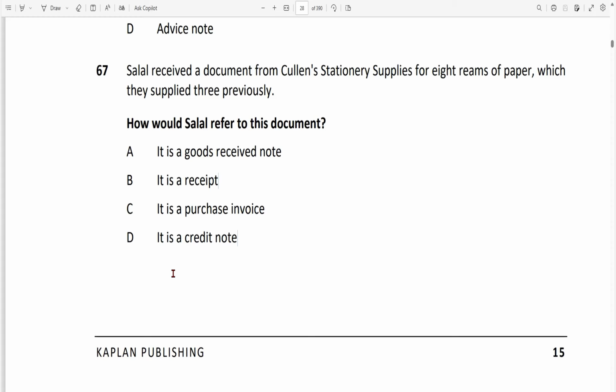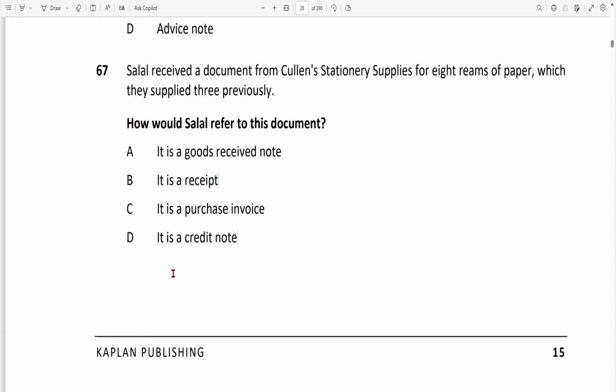Next, it is a purchase invoice. Basically, a purchase invoice is a document sent by the supplier, and in our case the supplier is Kulin Stationery, and the buyer is Salal. So a purchase invoice is a document sent by Kulin Stationery to Salal. Why? Because it details the goods supplied and the amount owed. Since Salal is receiving the document for the 8 reams of paper from Kulin Stationery, this fits the description of a purchase invoice.